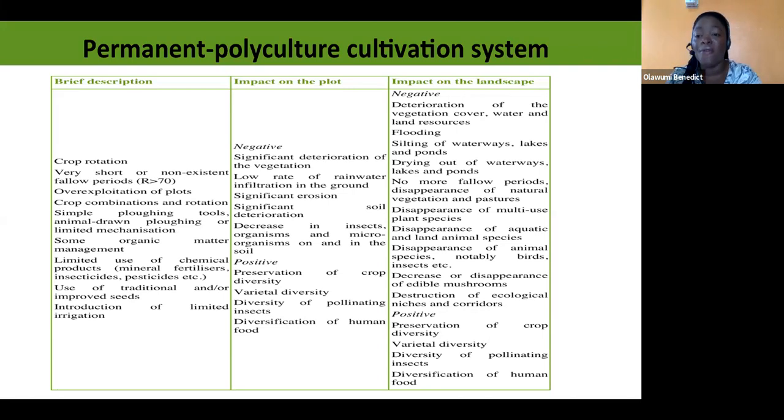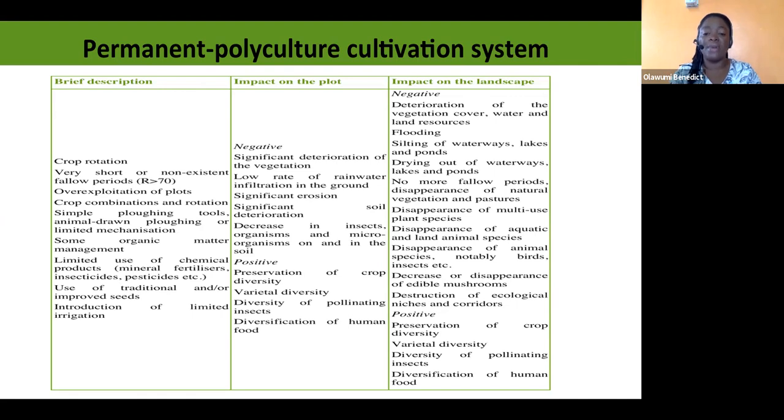Also, no more fallow period. So it's a continuous system. You continue to use the land. You are not going to leave it to fallow at any point in time. So there is disappearance of natural vegetation and pastures that will come up naturally in that environment. Then there's disappearance of multi-use plant species also, and disappearance of aquatic and land animal species in the system.